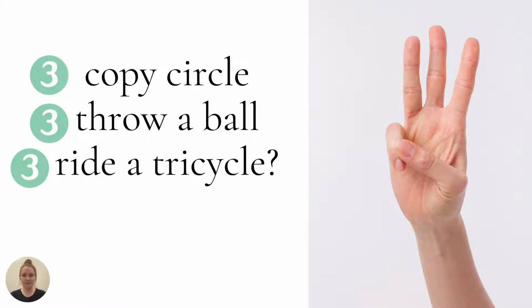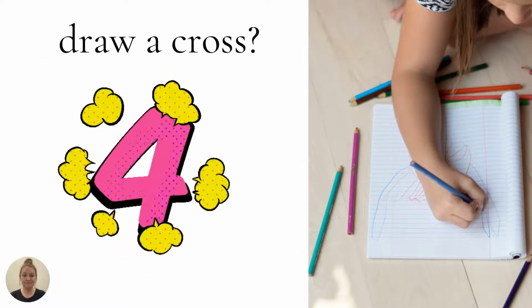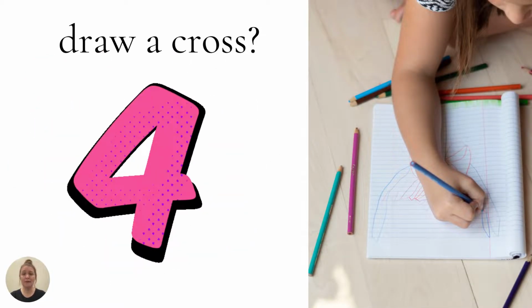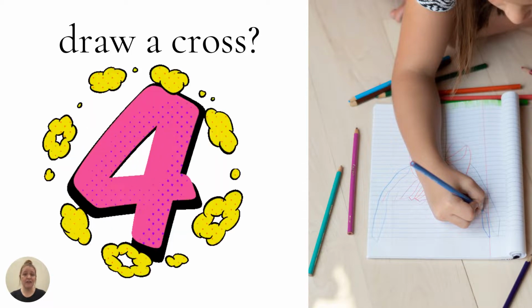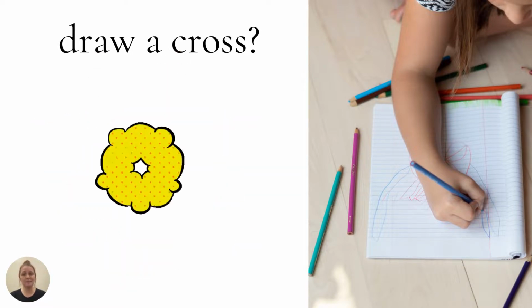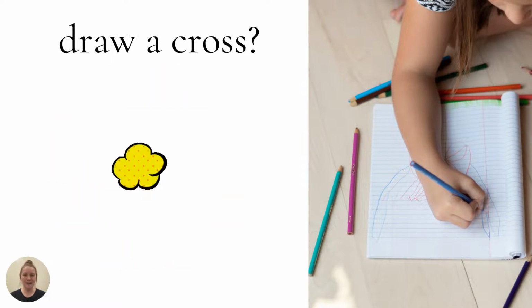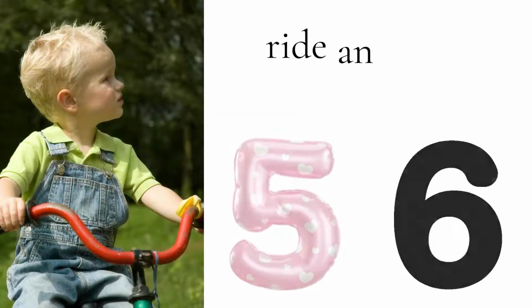This next is a cluster of 3 developmental milestones. So they can copy a circle, they can throw a ball, and they can ride a tricycle. 3, 3, 3. Next, a little bit of a more tedious, intentional developmental milestone that we're talking about here is drawing a cross. If they can do some of those more simple tasks at 3, well, just a smidge up to the next age, and you're going to see that at age 4, they can draw a cross.